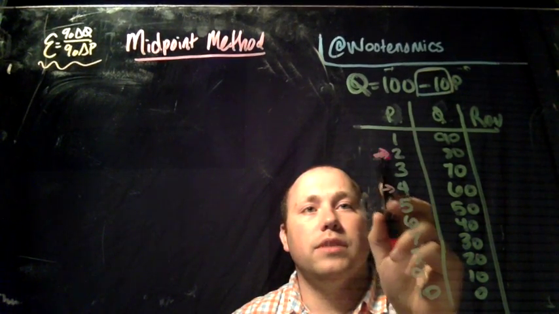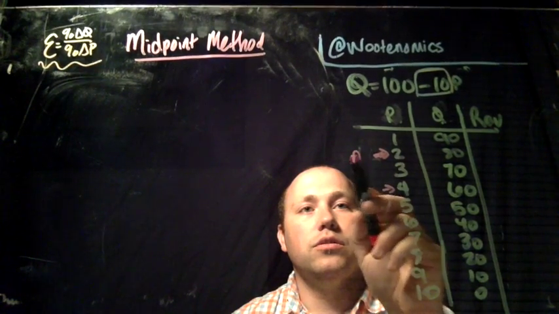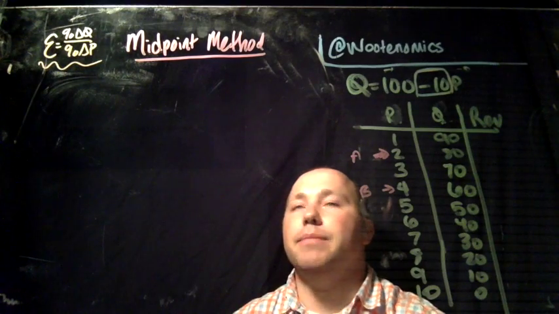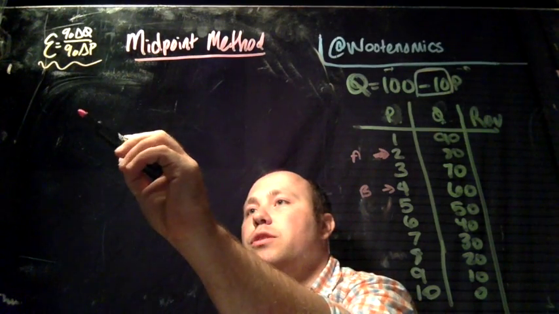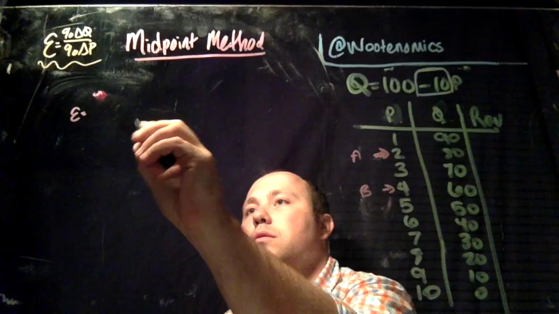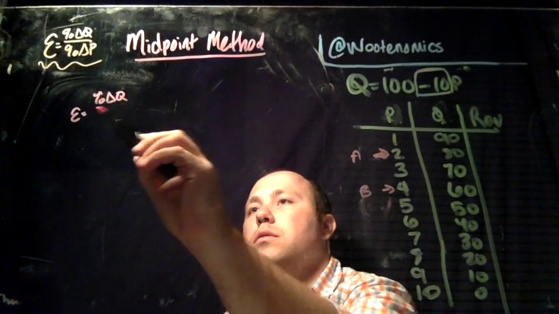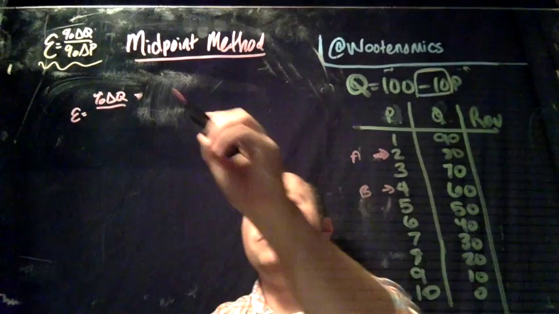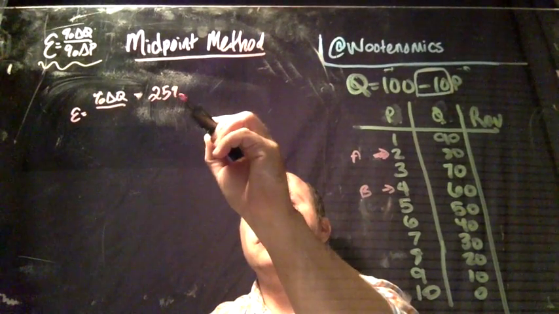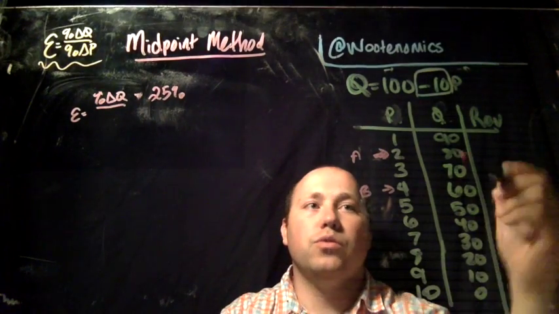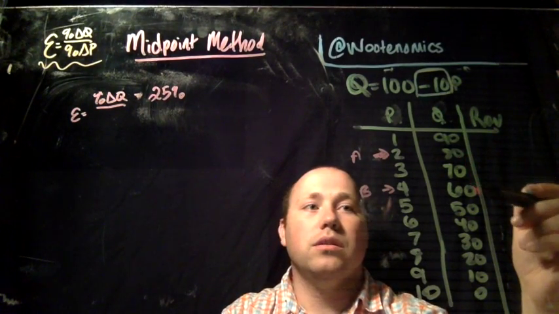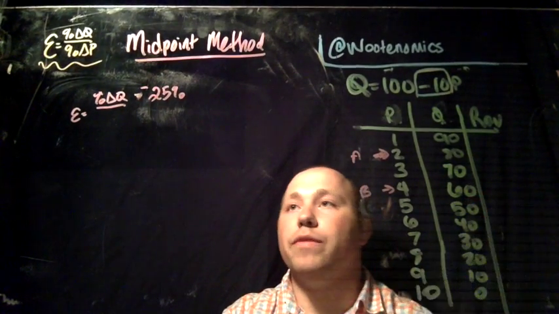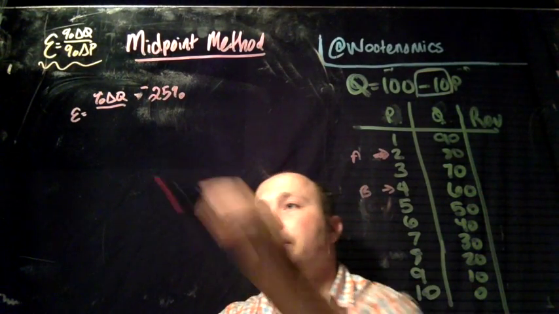So we're going to start by saying that we start with 2 and we move to 4. If we take our normal elasticity method and we calculate a percentage change in quantity from 80 to 60, we have a 25% decrease in our quantity. Right? So 25% of 80 is 20. We're decreasing it by 20 units. So we have a 25% decrease in our quantity.